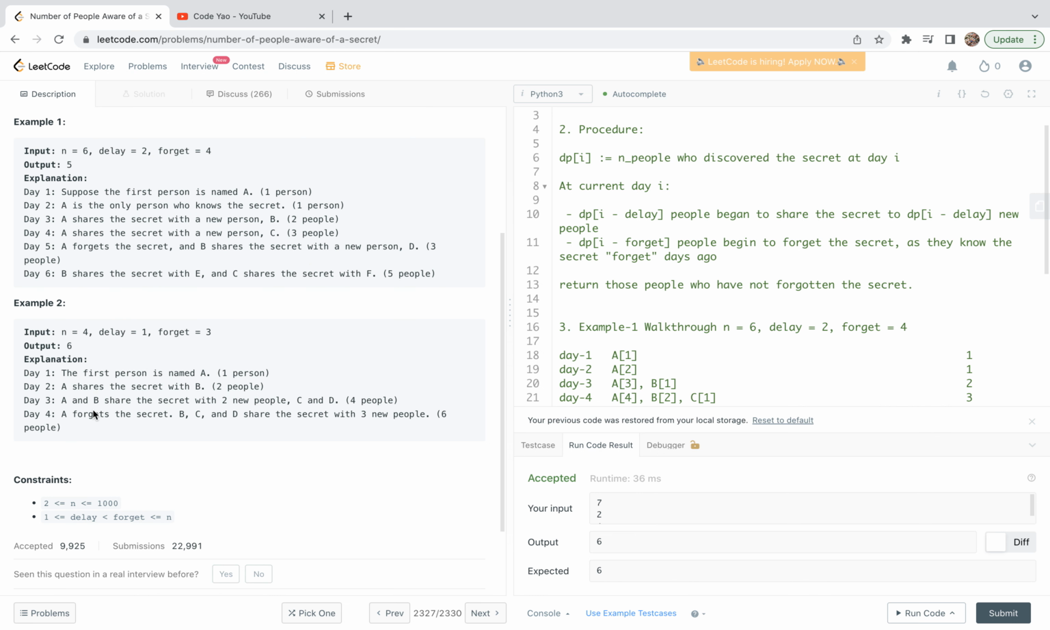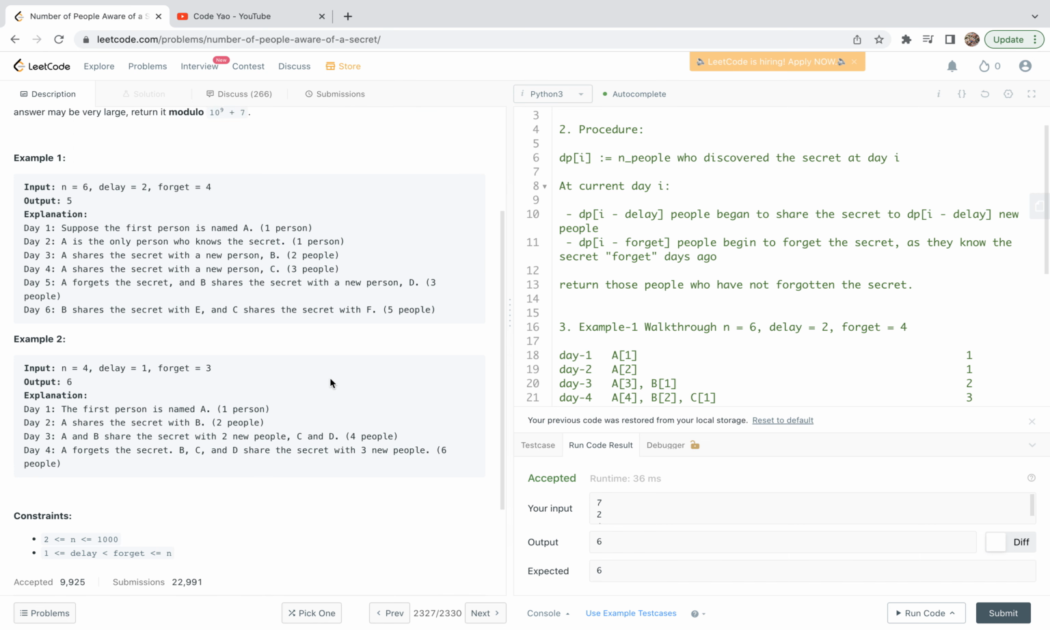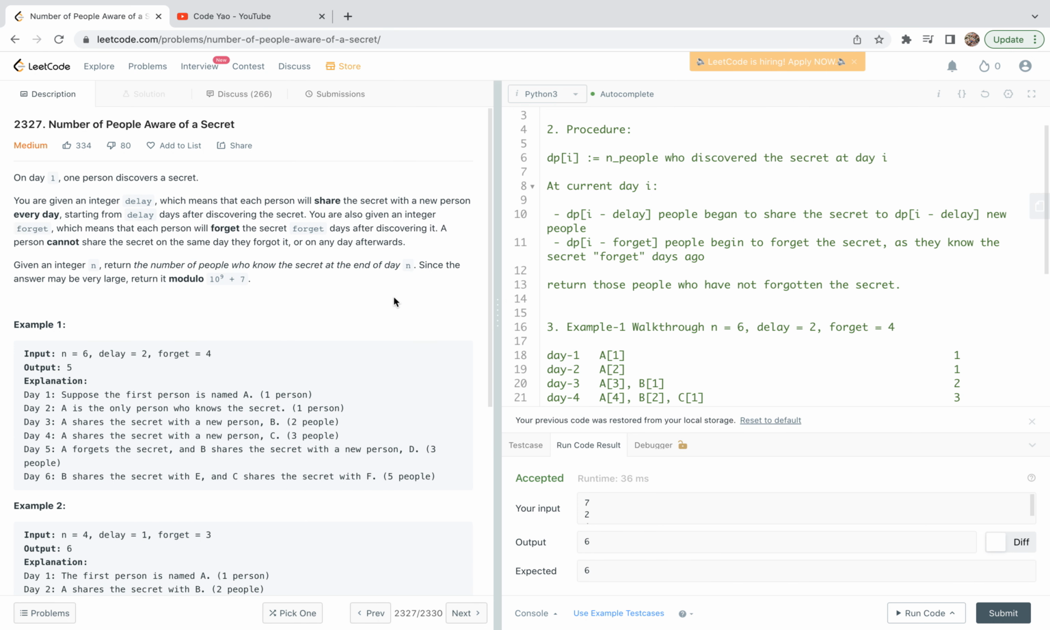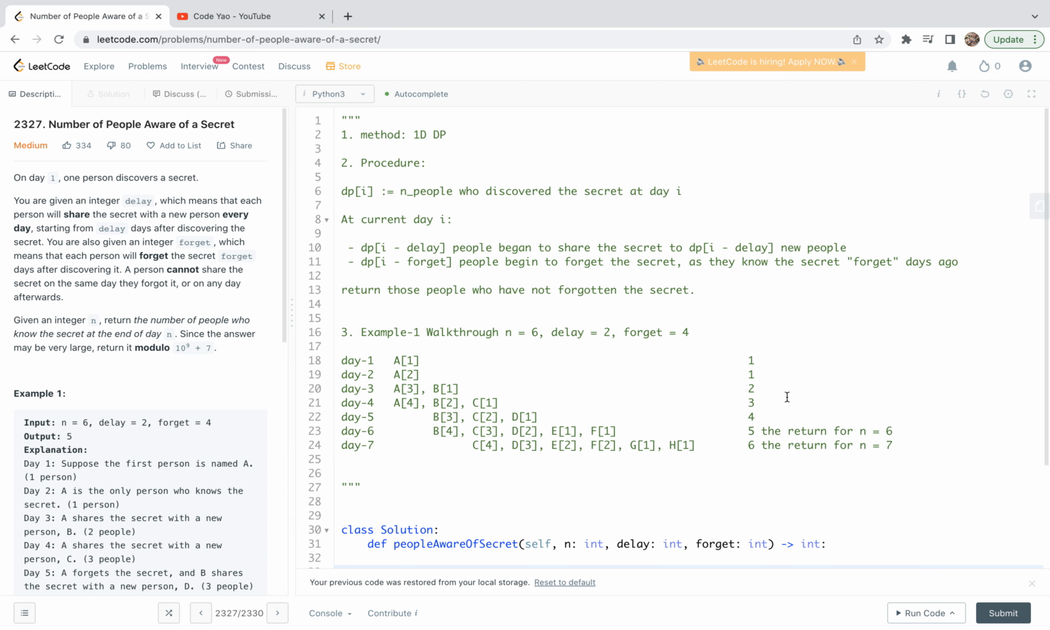In example 2, n equals 4, delay equals 1, and forget equals 3. So the output is 6. Let's look also at the constraints for this problem. n is greater or equal than 2, and less or equal than 1000. The second one is actually important. The delay is greater or equal than 1. In other words, at least after 1 day, we can share the secret if we know it. And also it's less than forget, so that's the logical assumption, and forget is less or equal than n. So with that said, let's look at the method.